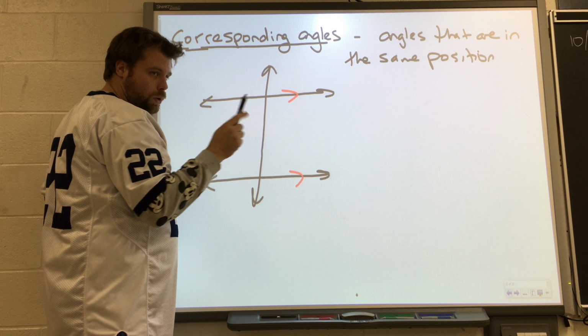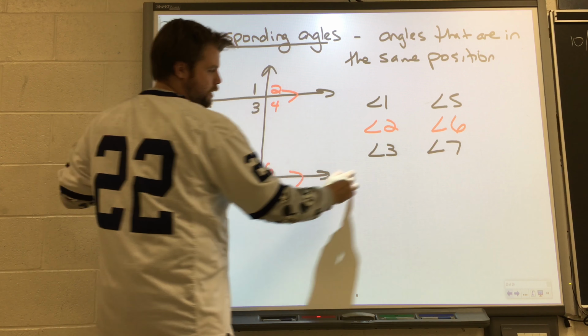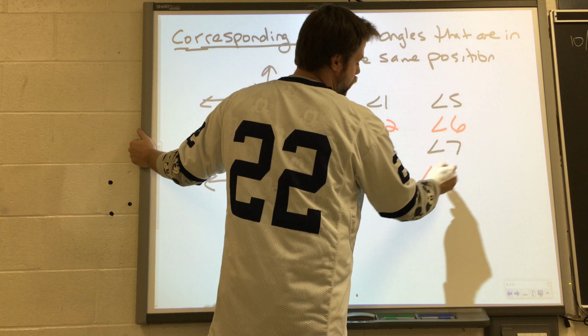And then where angle 2 is, right here, it's in the same position, the top right, as where angle 6 would be right here. Those are another pair of corresponding angles. And then finally, angle 3 is in the same position as where angle 7 would be. And those are corresponding angles. And then finally, angle 4 is in the bottom right, where angle 8 would be in the bottom right. That is another pair of corresponding angles.